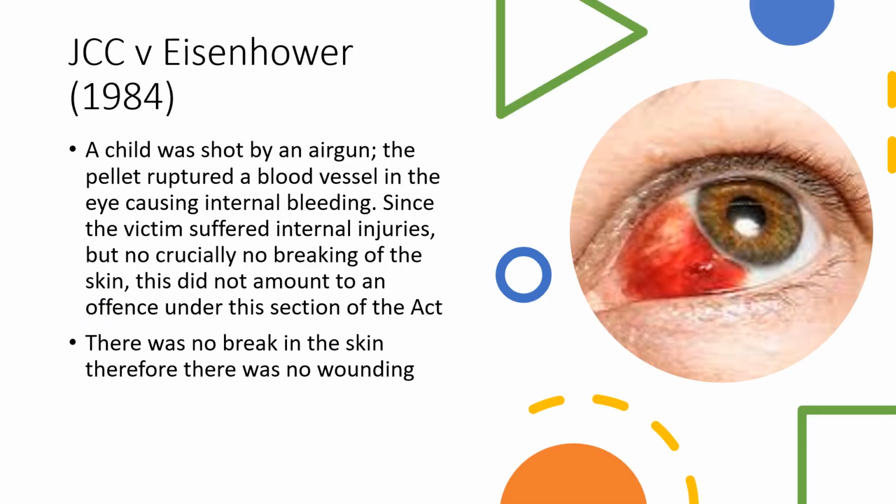So in Eisenhower, or JCC and Eisenhower, a child was shot by an air gun. Now the pellet ruptured the blood vessel in the eye, causing internal bleeding. Now, since the victim suffered internal injuries, but crucially no breaking of the skin, this didn't amount to an offence under Section 20. Now, there was no break in the skin, so therefore there was no wounding.